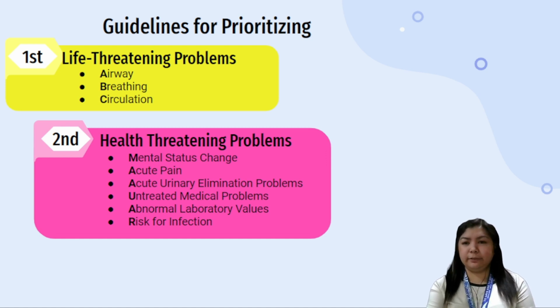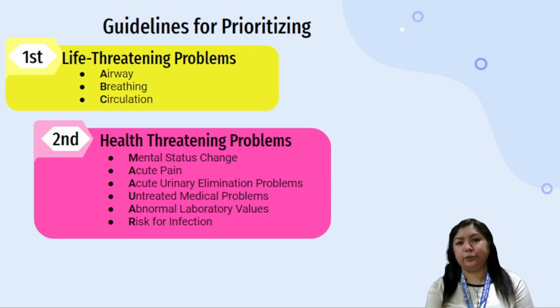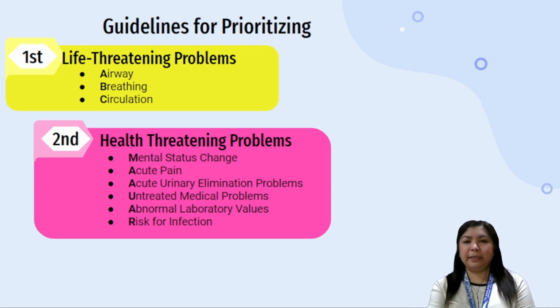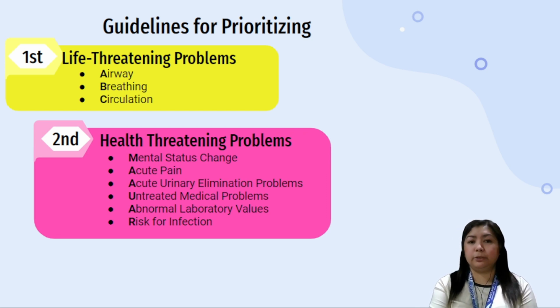Why is health-threatening problems second in priority? Because if we provide care to these kinds of patients who are having these kinds of trouble, we can prevent further health deterioration. Regarding mental status change or your altered level of consciousness, it is considered a patient safety concern and it is prioritized if ABC is not a concern.